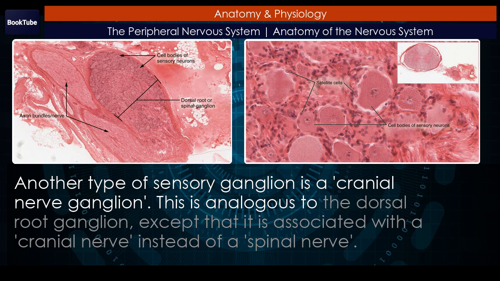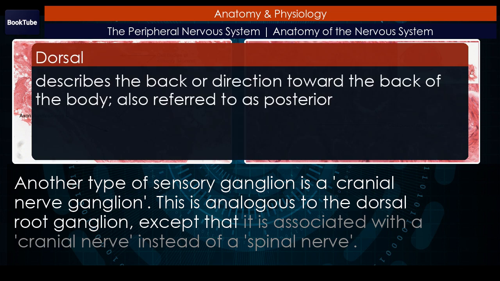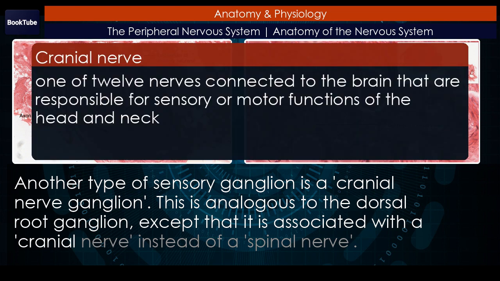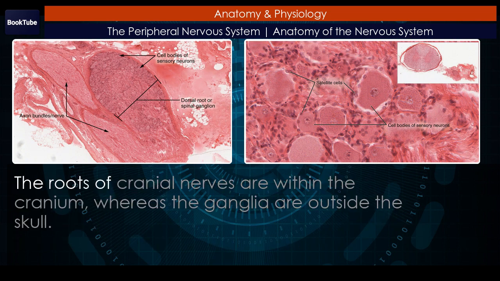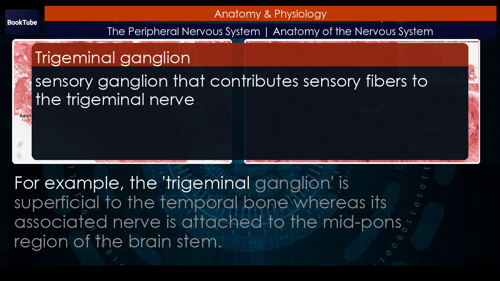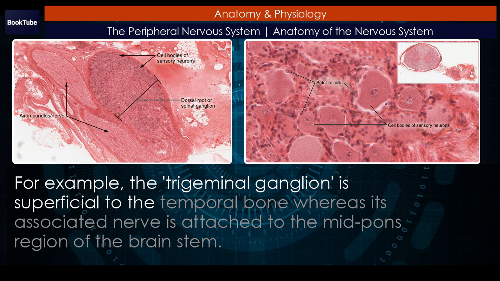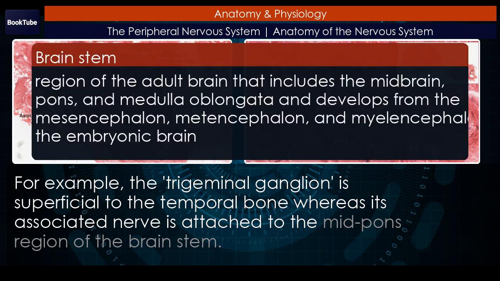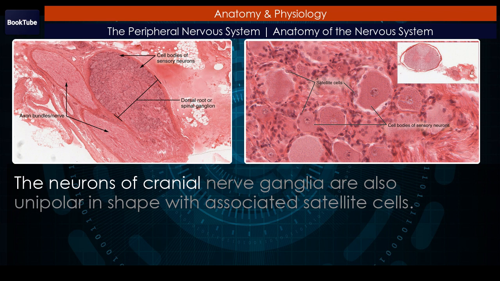This is analogous to the dorsal root ganglion, except that it is associated with a cranial nerve, instead of a spinal nerve. The roots of cranial nerves are within the cranium, whereas the ganglia are outside the skull. For example, the trigeminal ganglion is superficial to the temporal bone, whereas its associated nerve is attached to the mid-pons region of the brainstem. The neurons of cranial nerve ganglia are also unipolar in shape with associated satellite cells.